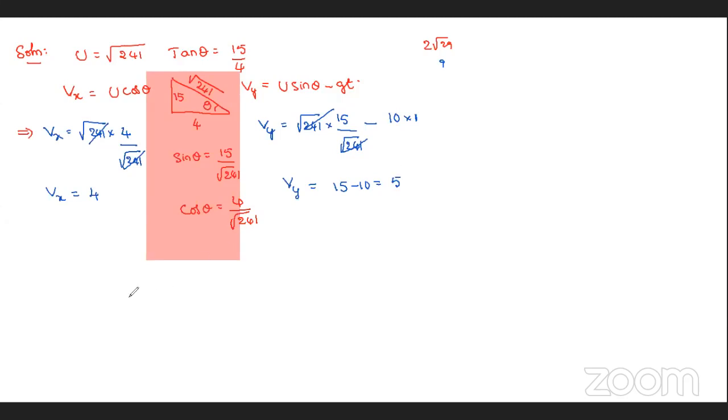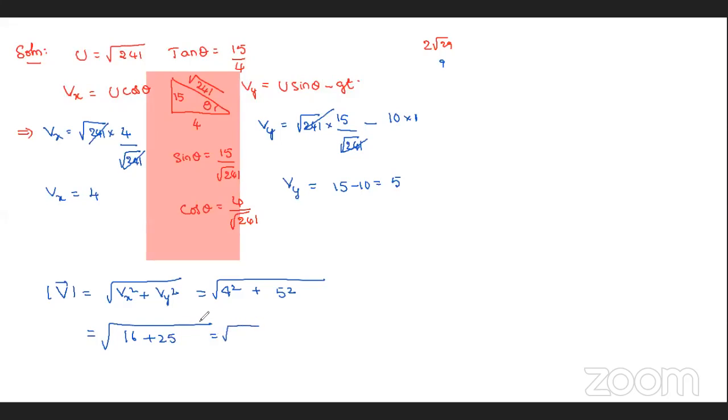Manikanta, I think 9 is not correct, Nana. Why? Because total velocity mod V bar is our formula root of Vx square plus Vy square. So root of 4 square 16 plus 5 square 25, that is root of 16 plus 25, which is root 41. I think even Lakshmi Gayatri is also wrong. I don't know where you both made the mistake.